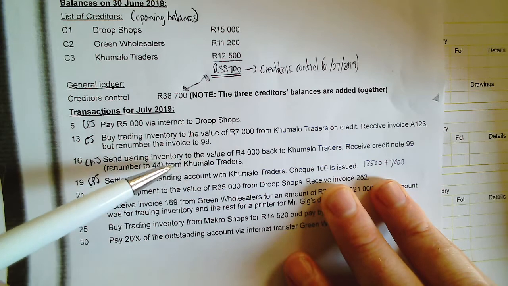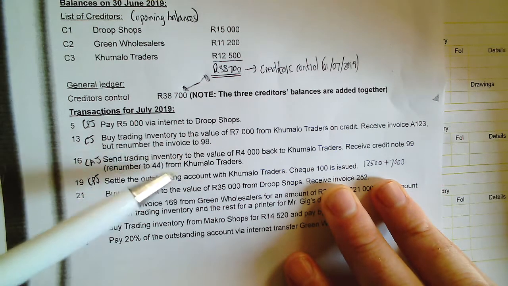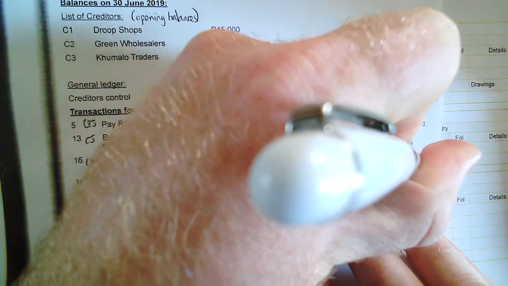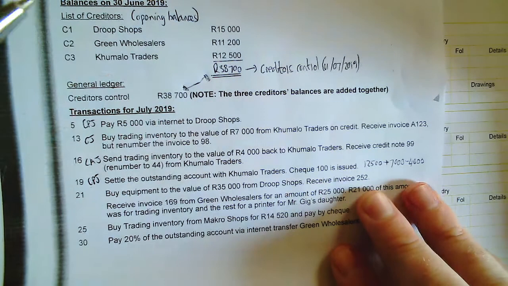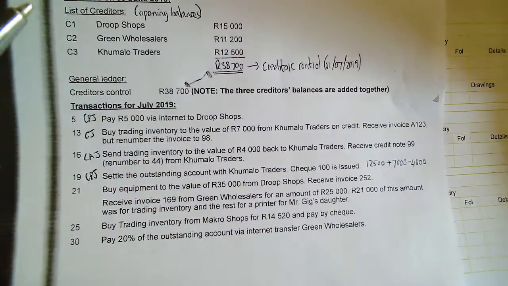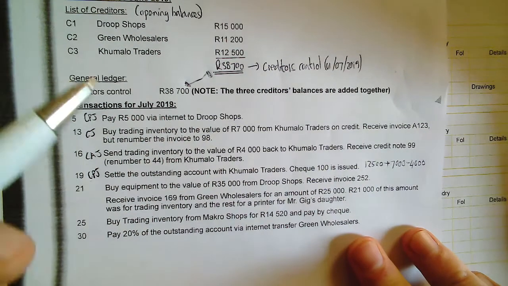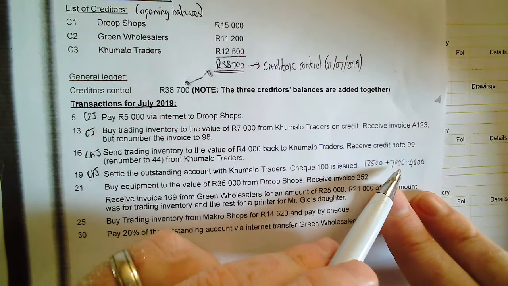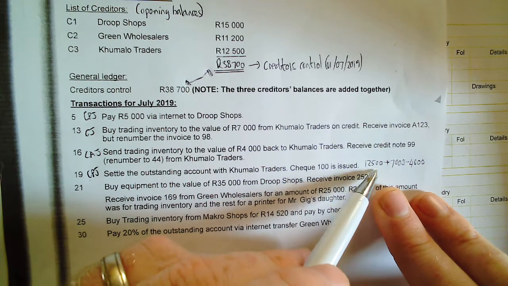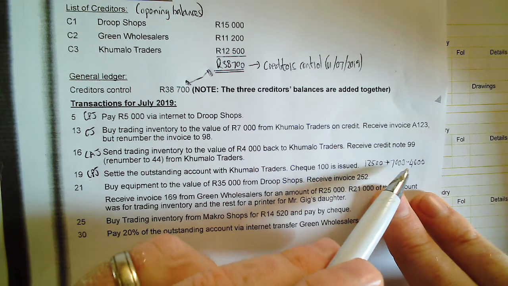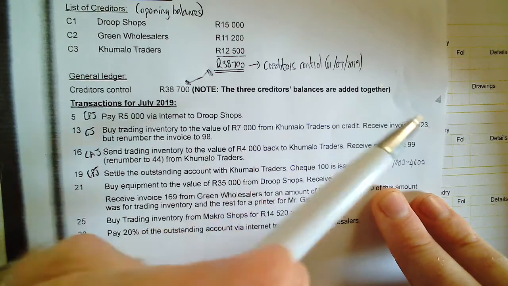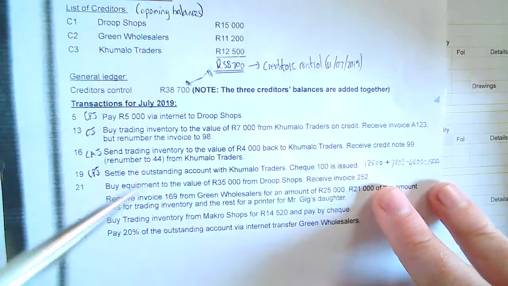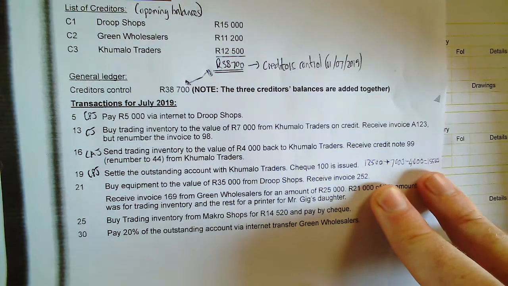Then thirdly, where do I see Khumalo Traders again? 4,000 Rand value that was given back. So the account must become less by 4,000. Right, so settle the outstanding account of that. If I add that together, it's 19,500. 19,500 minus 4,000, so it's 15,500. So the check that I'm writing out should be 15,500.